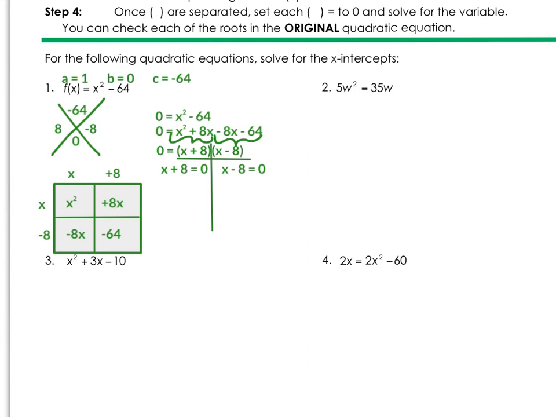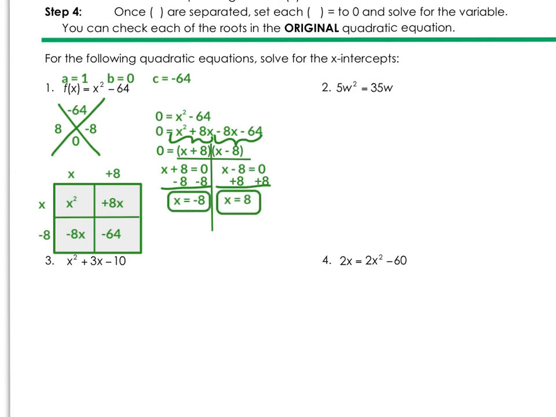On the left side here, x plus 8 equals 0. I'm going to subtract 8 from both sides, and then I get x equals negative 8 on that side. On the right side, I'm going to add 8 to both sides, and when I do that, I get x equals 8. So those are my two answers, x equals negative 8 and x equals 8. You can either just box them the way that they're written, or you can off to the side write them as a set of numbers, negative 8 and 8.